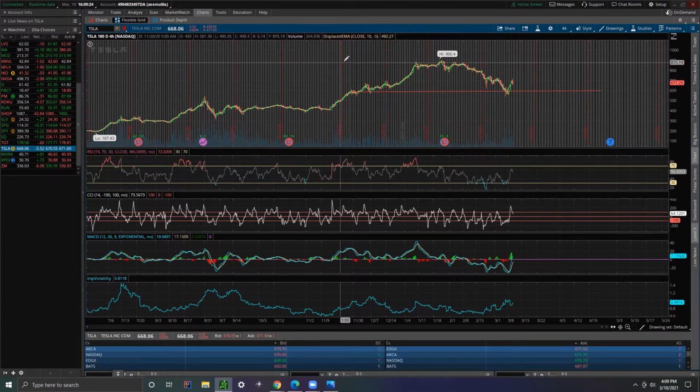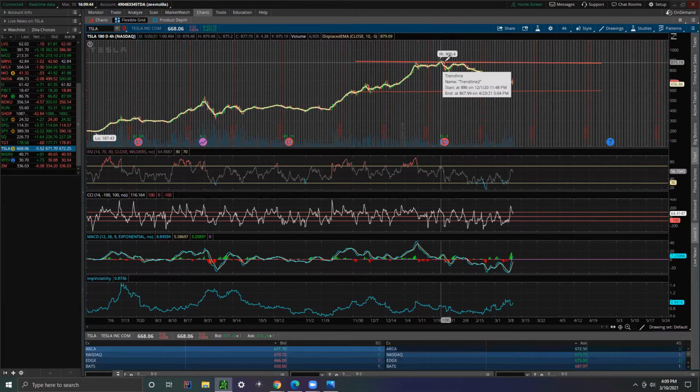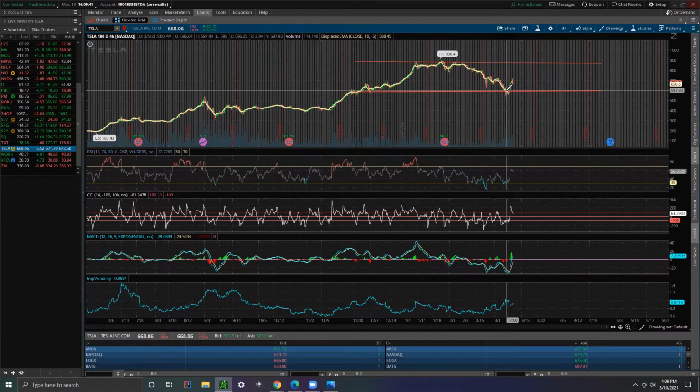And next we can draw our resistance. Now, a resistance line is the line that the stock has trouble breaking. So the stock will see resistance when it touches above around 900, and it has support down here in the 590s. So these are your support and resistance lines. This is an entire range of prices that this stock could trade at.